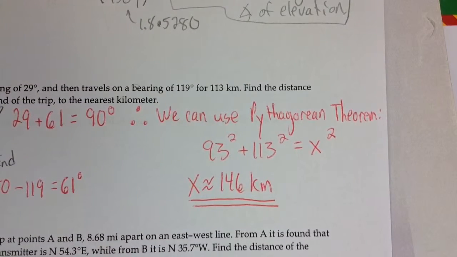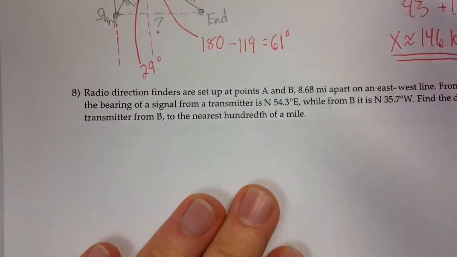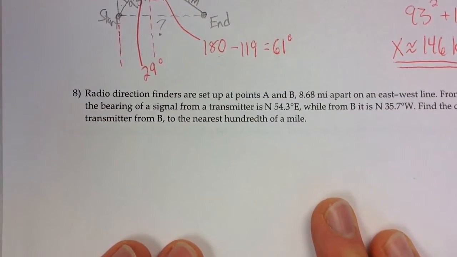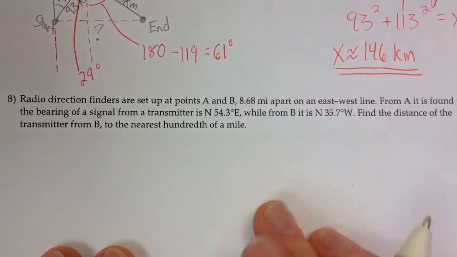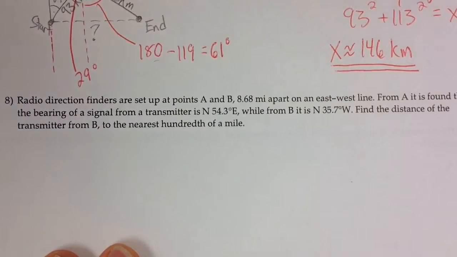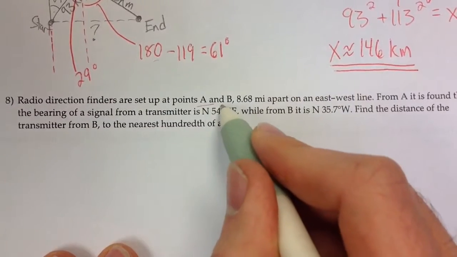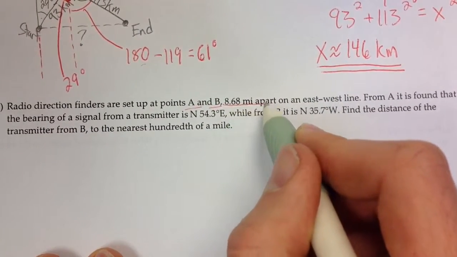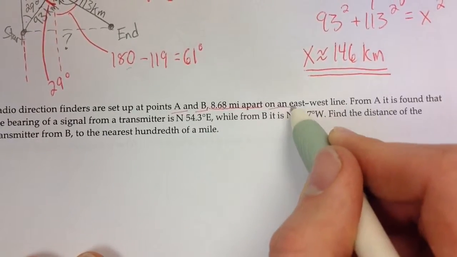So many applications of right triangles. Any questions on 7? All right. And the last one. Radio direction finders are set up at points A and B, 8.68 miles apart on an east-west line. I encourage you to be slow, deliberate. Stop after every pertinent phrase or after every sentence. Process it. A and B, 8.68 miles apart, east-west line.